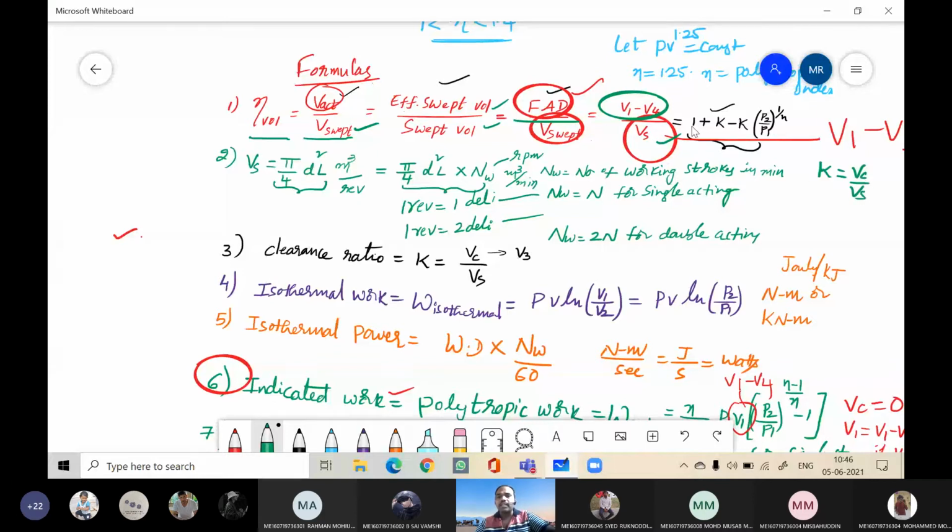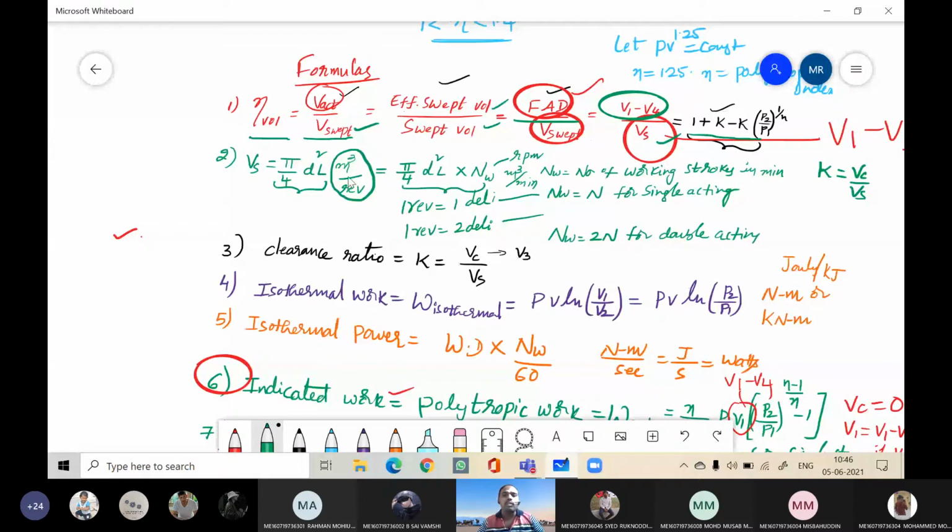In terms of clearance ratio, the volumetric efficiency is 1 plus K minus K into pressure ratio power 1 by n. I can even write it in terms of volume ratio V1 by V2 also. And the swept volume we can write in n number of ways. It depends upon the output units we require.